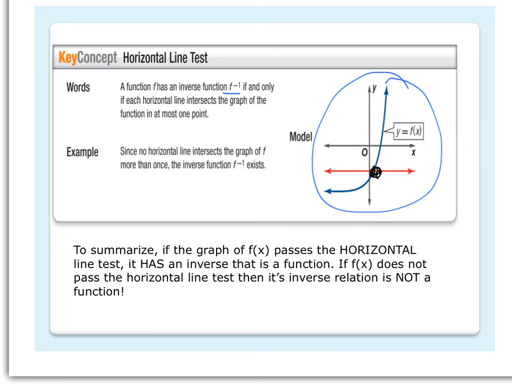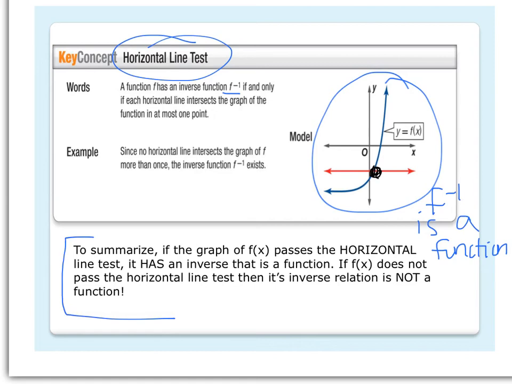Because that horizontal line intersects the graph of f at only one point, we would say that the function passes the horizontal line test, which means that f inverse is a function. In this example, f inverse is a function. I don't have to go through and find the equation or graph the inverse in order to determine whether it's a function. That's the point of the horizontal line test. It shows, without having to find the equation of the inverse or graph the inverse, that a function has an inverse that exists and that it's a function.